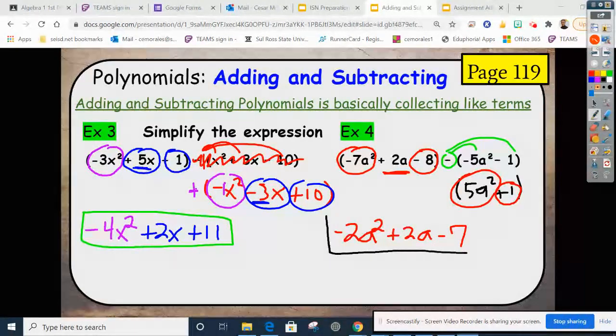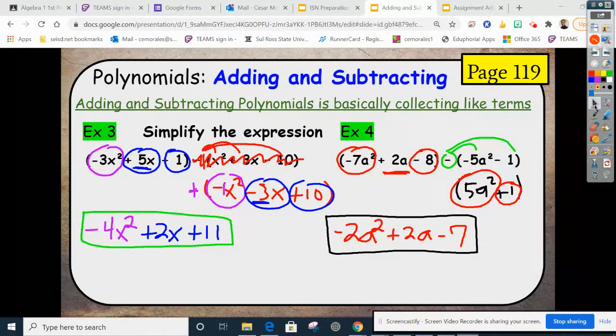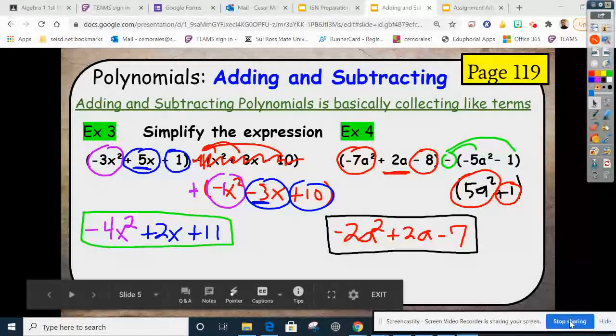And at this time, we are done because all of those terms on the bottom are different. So again, whenever you subtract, basically it is the same thing as an addition, but you have to distribute the negative. Distribute the negative first.